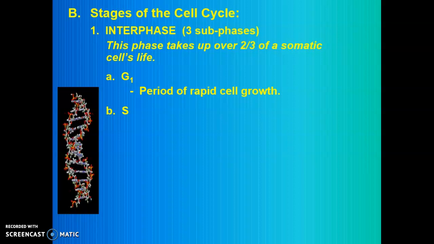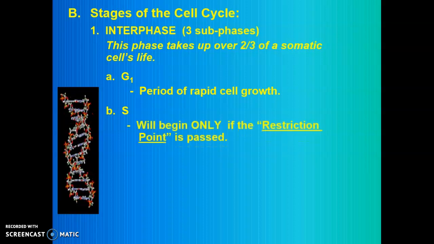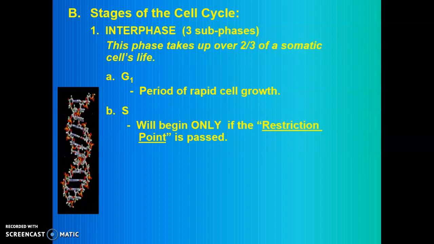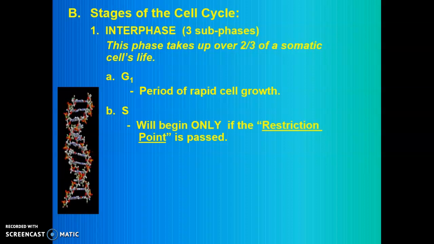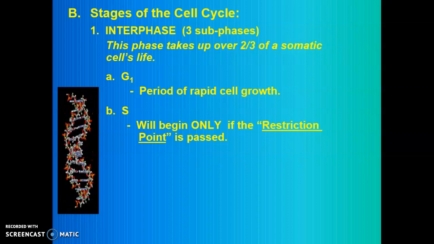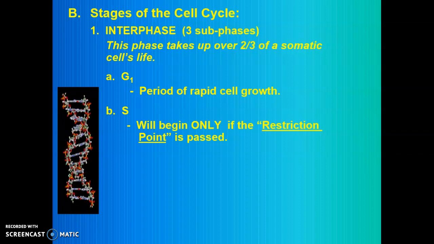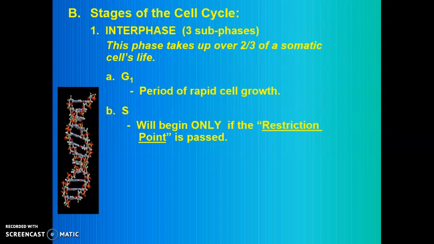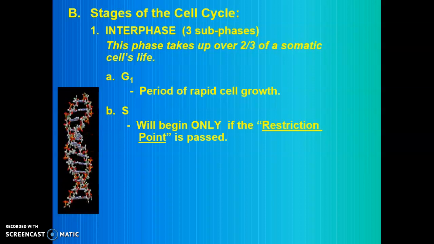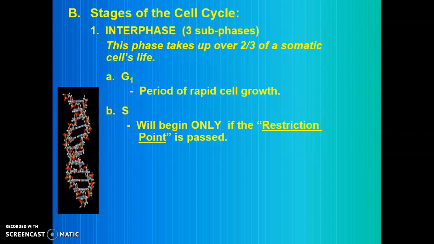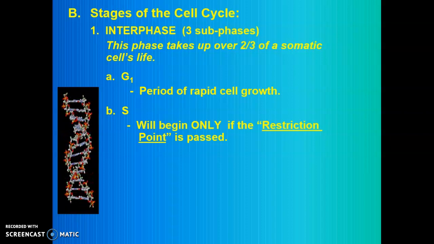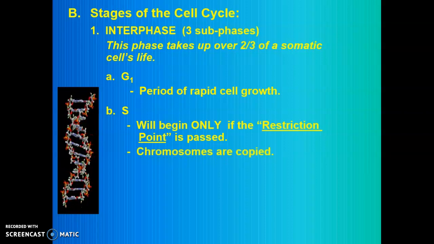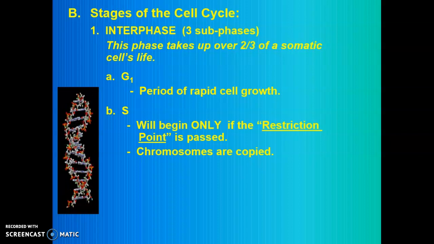S stands for synthesis. This phase will only begin if the cell passes what we refer to as the restriction point, or the point of no return. The restriction point pretty much means the cell has gotten too big and will eventually die due to its rate of diffusion decreasing. If it passes this point, it's going to officially start to synthesize its DNA in the S phase. So all of its DNA, or all of its chromosomes, are going to be copied.